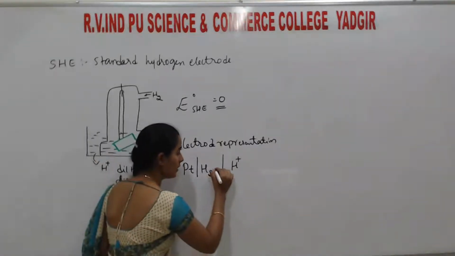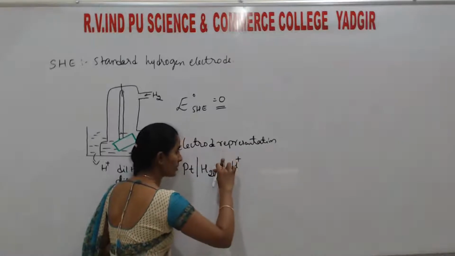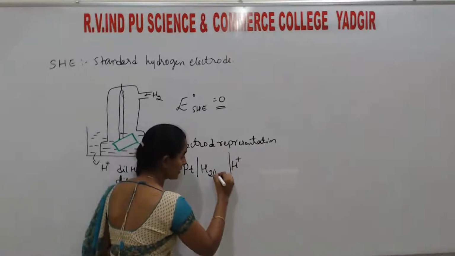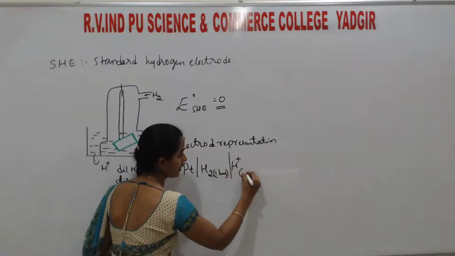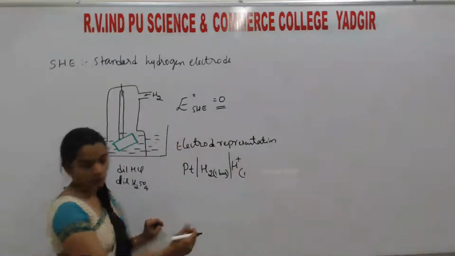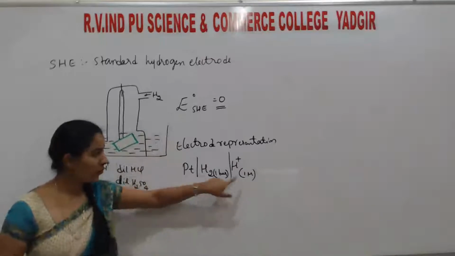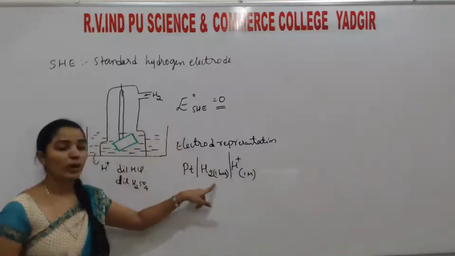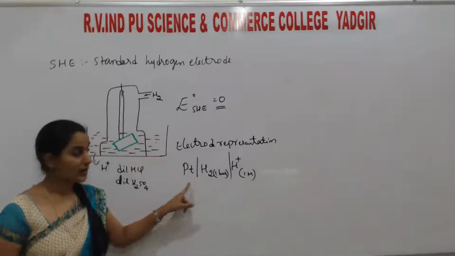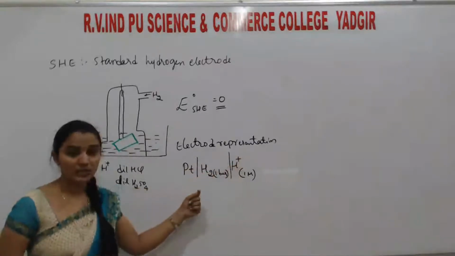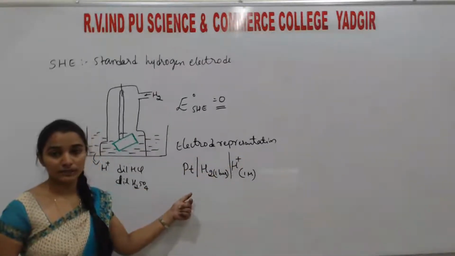Understand? Here we want to write the pressure. As these are gases, this is 1 bar pressure. This is 1 molar concentration. This one is 1 molar. This H2 is 1 bar pressure. This is the electrode representation for SHE.